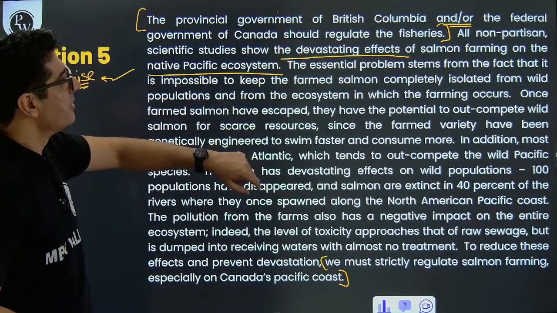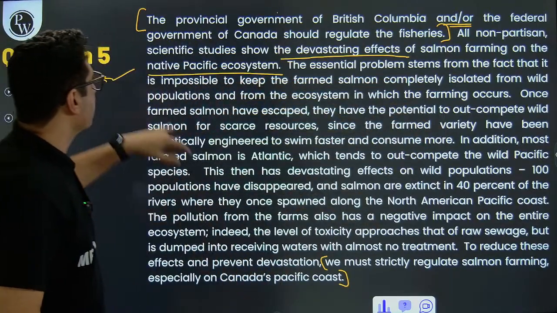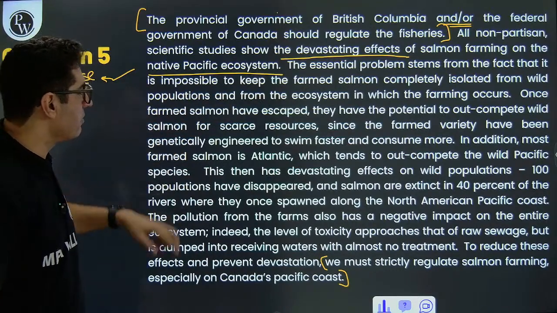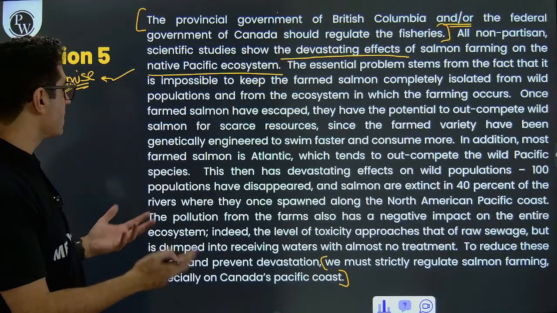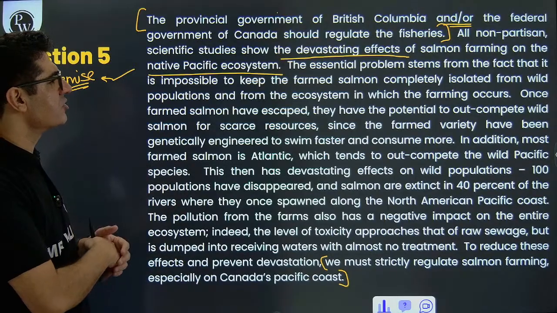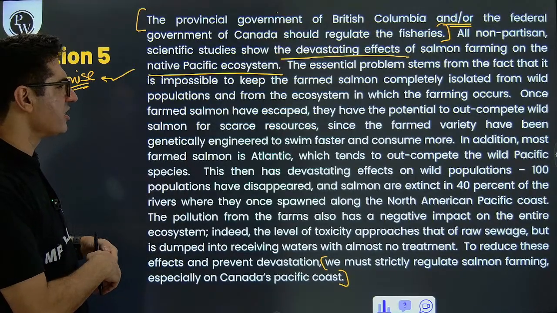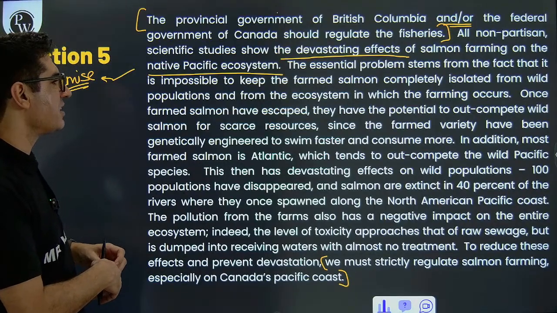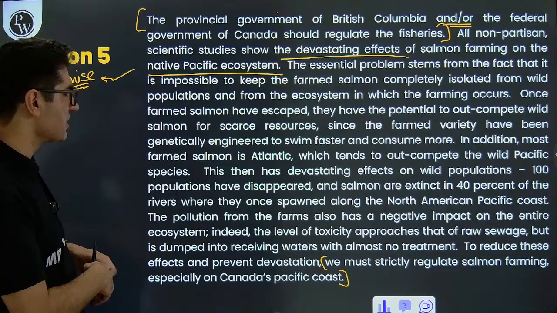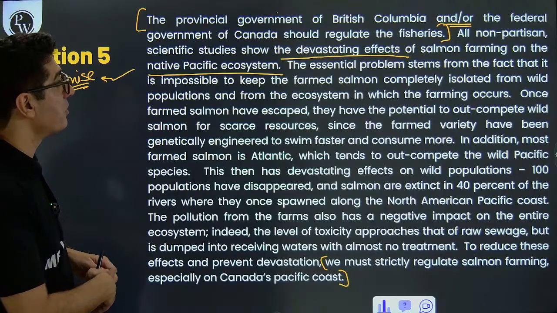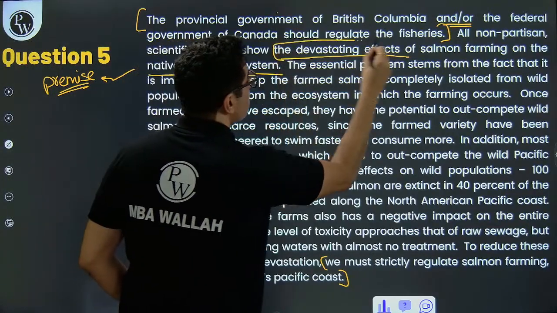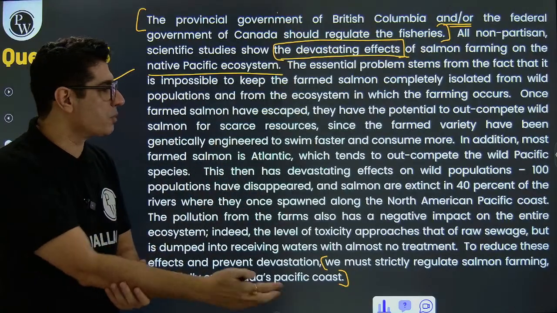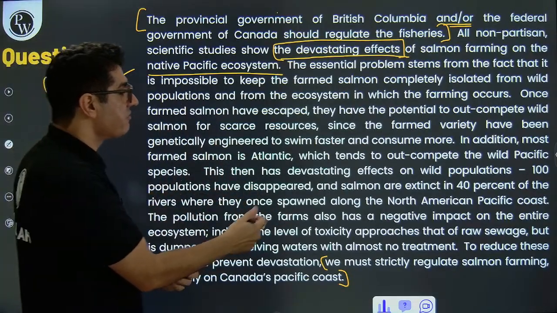Let's read further. The essential problem stems from the fact that it is impossible to keep the farmed salmon completely isolated. Once farmed salmon have escaped, they have the potential to outcompete wild salmon for scarce resources, since the farmed variety have been genetically engineered to swim faster and consume more. In addition, most farmed salmon is Atlantic, which tends to outcompete the wild Pacific species. This then has devastating effects on wild populations. So when we say it has devastating effects, there is an elaboration, a detail that is presented to us. What is the devastating effect?